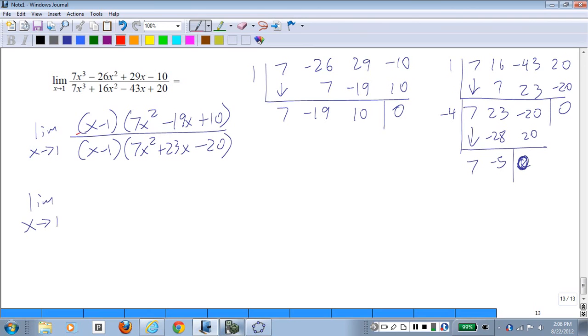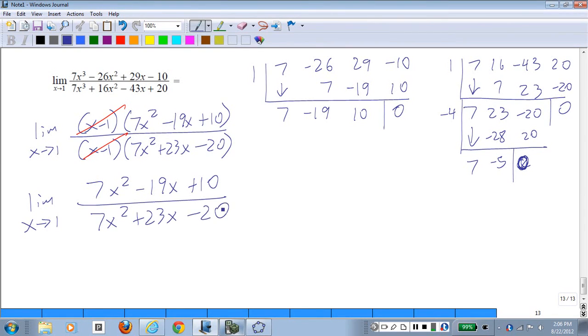Let's just divide out the x minus 1s and substitute 1 for x. So this is the limit of 7x squared minus 19x plus 10 over 7x squared plus 23x minus 20. And do you suppose 1 is going to make the denominator 0? I don't think it does. This is going to be 7 times 1 squared minus 19 times 1 plus 10 over 7 times 1 squared plus 23 times 1 minus 20.